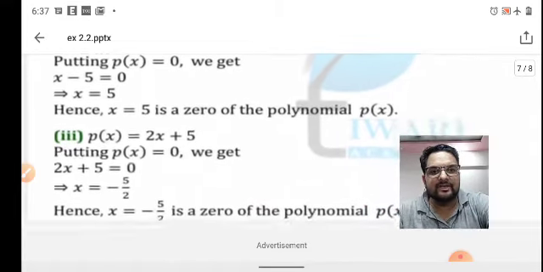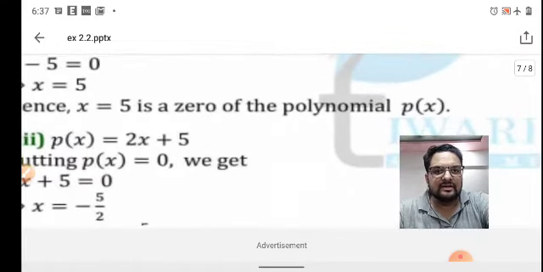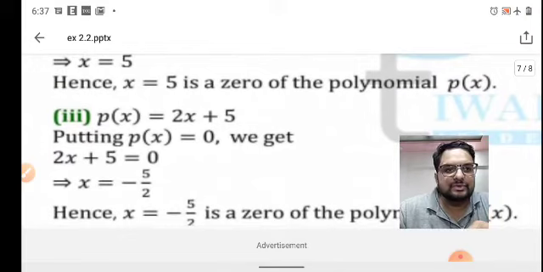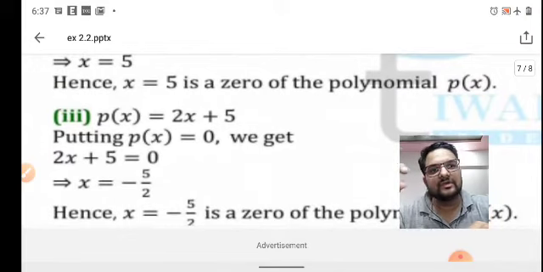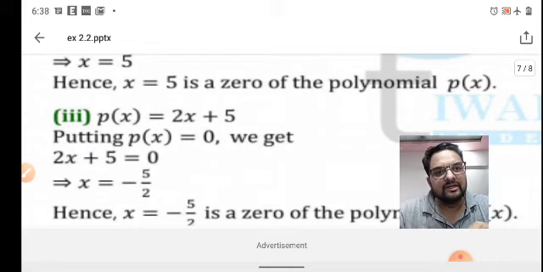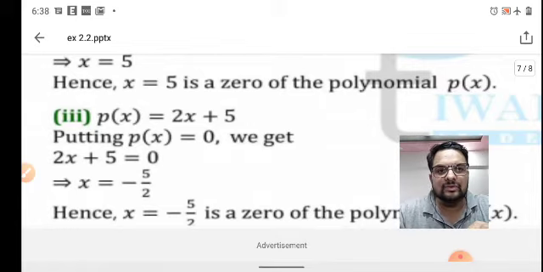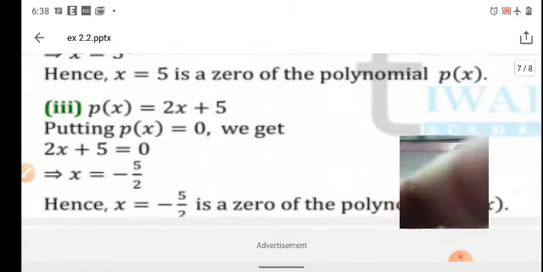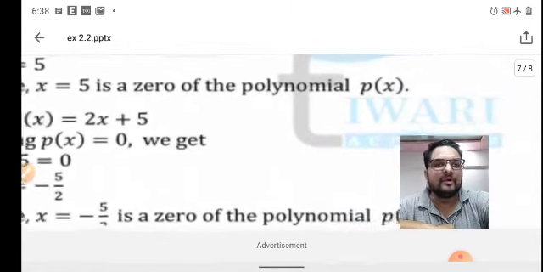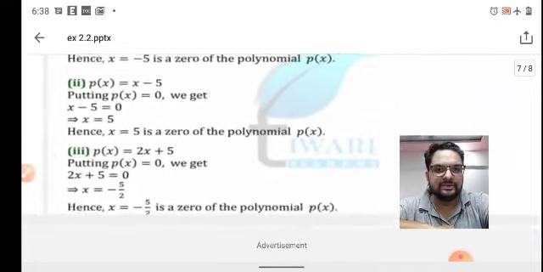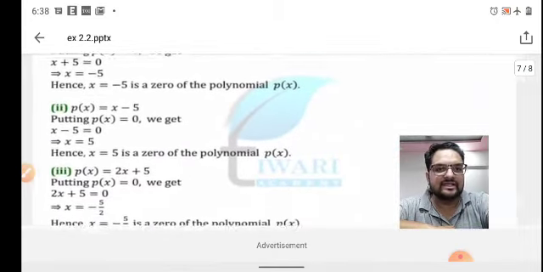One more example, question number 3, p of x equals 2x plus 5. Again, as I said, to find the zeros we equate 2x plus 5 to 0. So 2x plus 5 equals 0, so 2x equals minus 5. Therefore, x equals minus 5 upon 2. Therefore, minus 5 upon 2 is the zero of the given polynomial. I hope you understood. Let's go to the next slide.